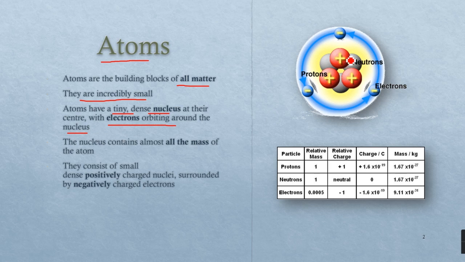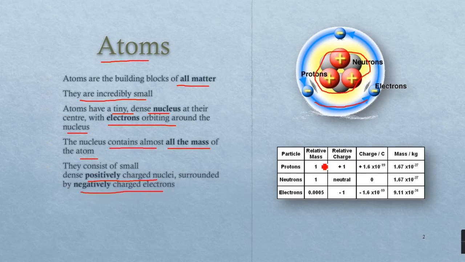So in this diagram we can see this is our nucleus where we have the neutrons and the protons, and then outside on the outer shells we have the electrons that orbit around the nucleus. The nucleus contains almost all the mass of the atom, and it consists of very small but dense positively charged nuclei surrounded by the negatively charged electrons.